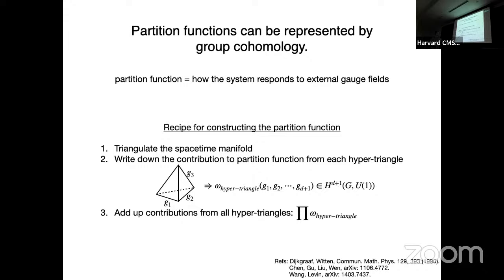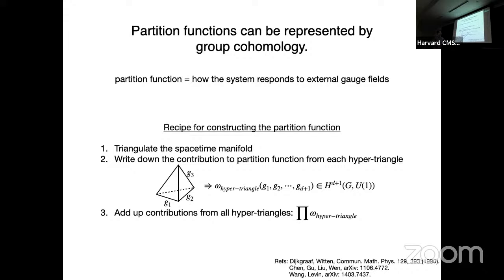Suppose my bulk system lives in some space-time manifold. Let me first triangulate the space-time manifold. Then the space-time manifold will be made of many what I call hypertriangles. In 2D, the hypertriangle is really a triangle. In 3D, it is a tetrahedron. In higher dimensions, it is the generalization of these two objects. Then for each hypertriangle, I have some contribution to the partition function, which is this omega.